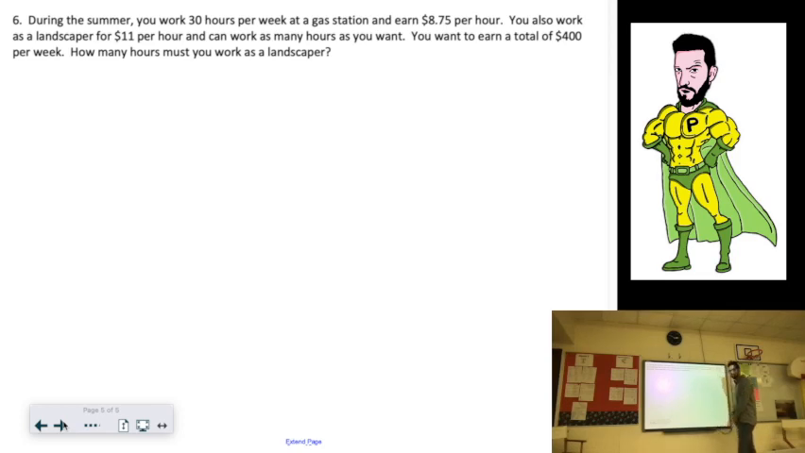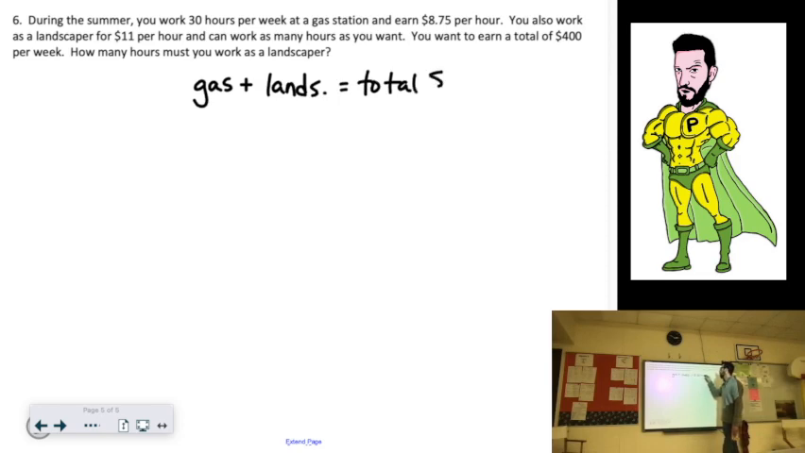Oh gosh, but this one, during the summer, you work 30 hours per week at a gas station and earn $8.75 per hour. You also work as a landscaper for $11 per hour and can work as many hours as you want. You want to earn a total of $400 per week. How many hours must you work as a landscaper? So if we're trying to figure out our total money, we could take all the money we earn at the gas station, we can add our landscaping money, and that'll give us our total.